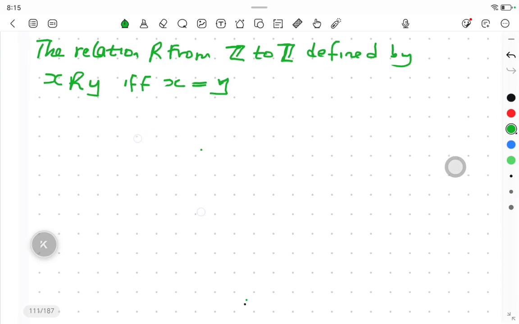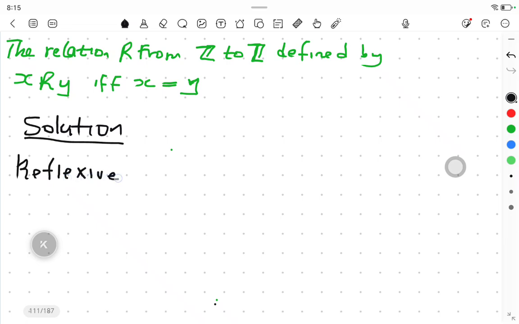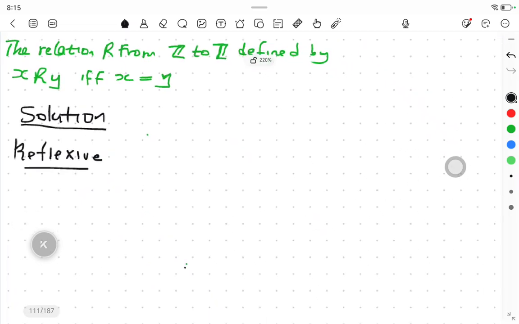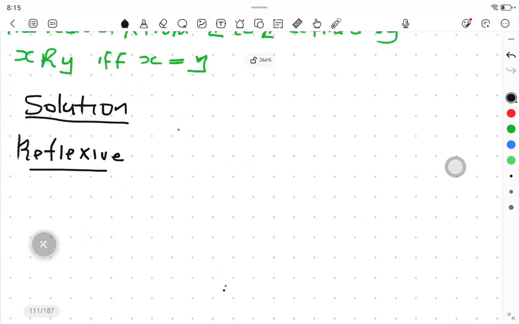Yeah, like this. So the first thing that we're going to do here, we're going to say on the solution, yeah, we're going to first check reflexive, right? For reflexive, we should know that we need one element. So the first thing, how I want you to solve it, I want you to first take an element. Let's say let x be an element of z.